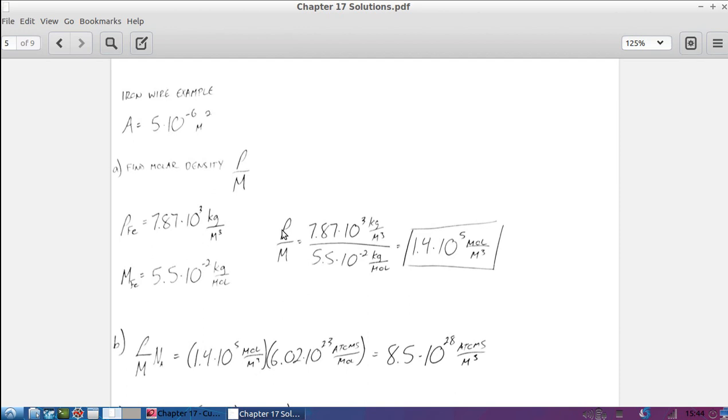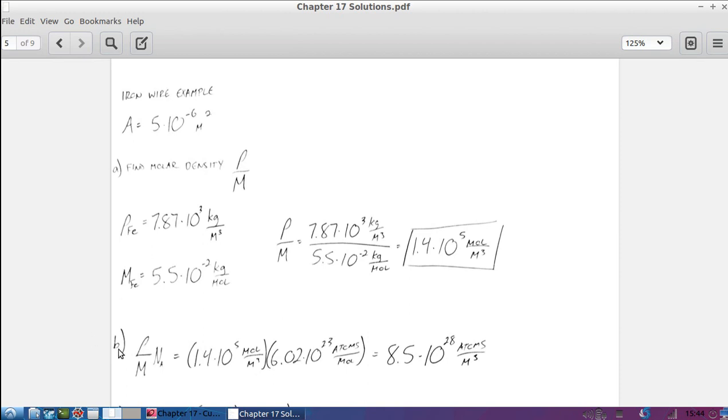So I'm finding the molar density, rho over m. So when I substitute these values in, I get 1.4 times 10 to the 5 moles per cubic meter. All right. Watch our powers of 10 here. Sometimes I see people subtract 2 from 3 or something like that. So this is 10 to the third power divided by 10 to the negative 2. So it's going to be 10 to the 5. Okay. 1.4 times 10 to the 5 moles per cubic meter. That's part A, molar density.